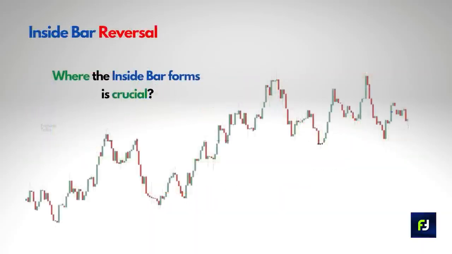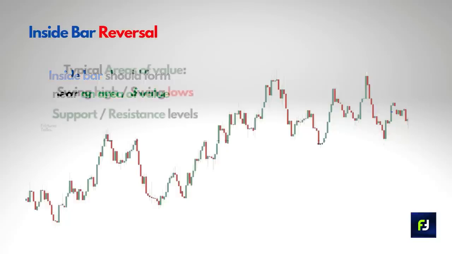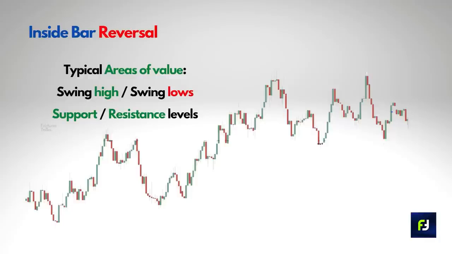So moving on to trading the inside bar as a reversal. The key to the inside bar reversal strategy is where the inside bar forms. To use the inside bar as a reversal, you need to see it formed at a swing high or a swing low depending on the market trend, and even at key price action levels or areas of value. And these levels are often the major support or resistance level.